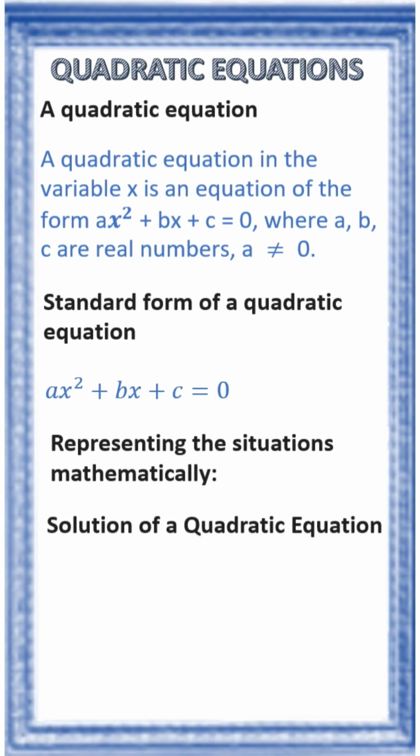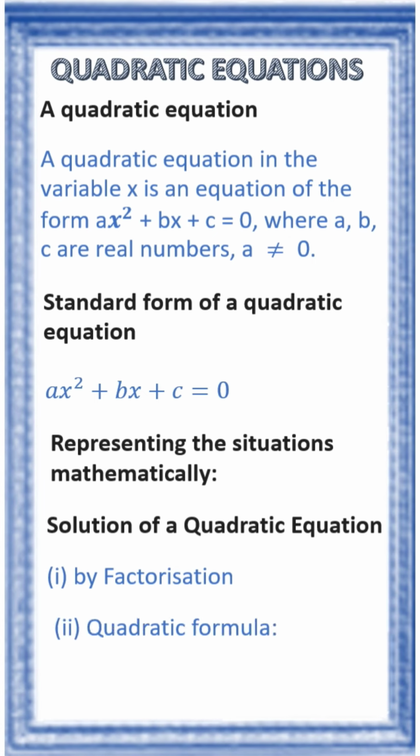Solution of a quadratic equation is either by factorization method or by formula method. The quadratic formula is x is equal to minus b plus or minus square root of b square minus 4ac by 2a. This is a very important formula.